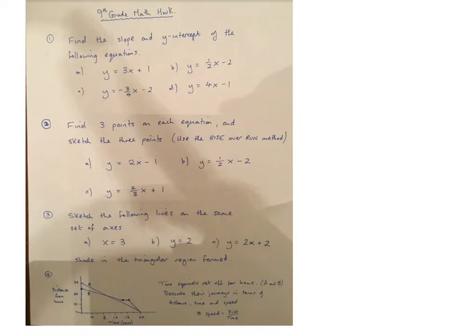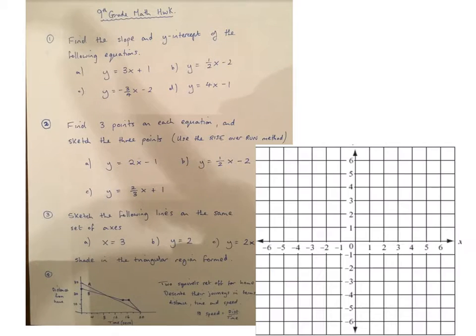Question 2 talks about finding 3 points on the line. So if we look at 2a, we've got 2x minus 1, so we know that we've got a y-intercept of -1, which is there. And then the slope of 2 means 2 over 1, so it's up 2 across 1. Up 2 across 1. And here we have 4 points on the line. And we can take our pick.